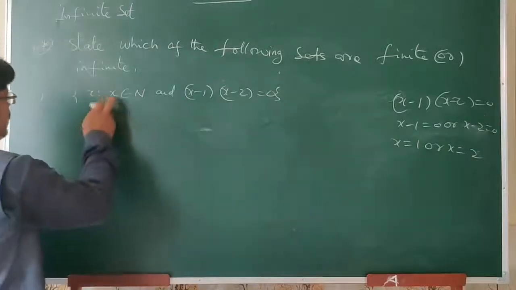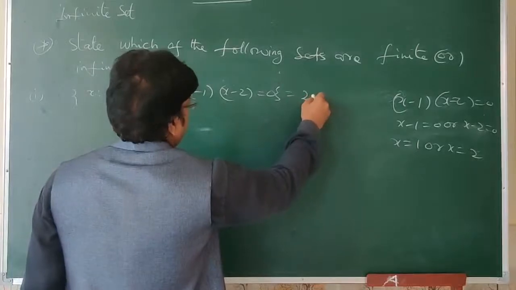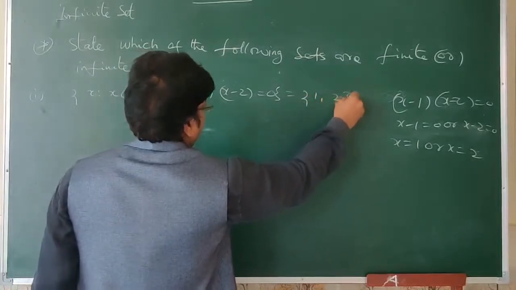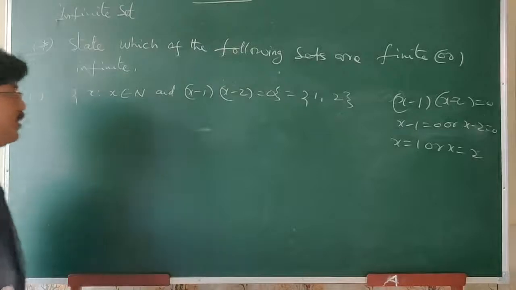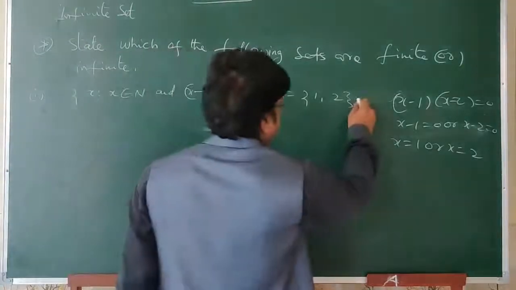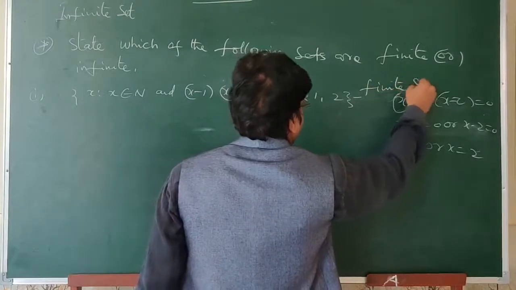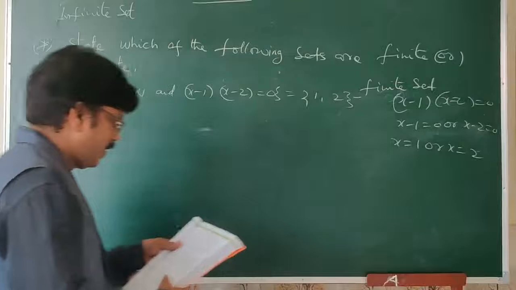So the set is x such that x belongs to N and x equals 1 or 2, which is the set {1, 2}. It has two elements. So this is a finite set. Okay. Next.